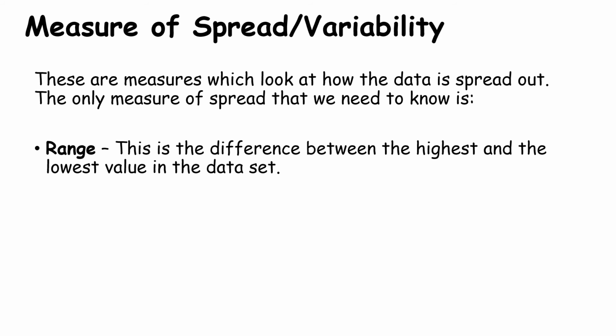Let's talk about measures of spread or variability. So these are measures that look at how spread out our data is. Now there's only one measure of spread that we need to know for the junior cycle higher level course, and that is range. This is the difference between the highest and the lowest value in the data set.